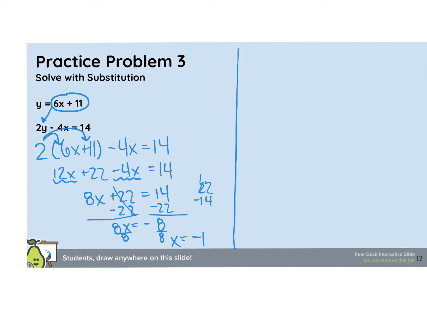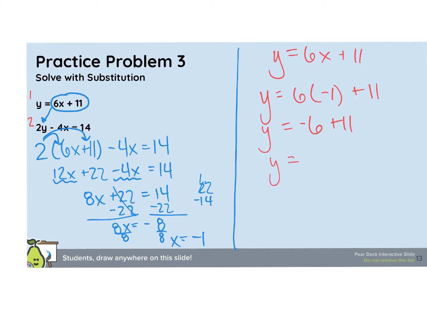Now that I know what x is, I need to figure out what y is. So I need to pick one of these first two equations. I like equation number 1. So I'm going to use this equation, but I know that x is negative 1, so I'm going to rewrite it. But instead of x, I put a negative 1. Those parentheses mean multiply, so this is negative 6 plus 11.